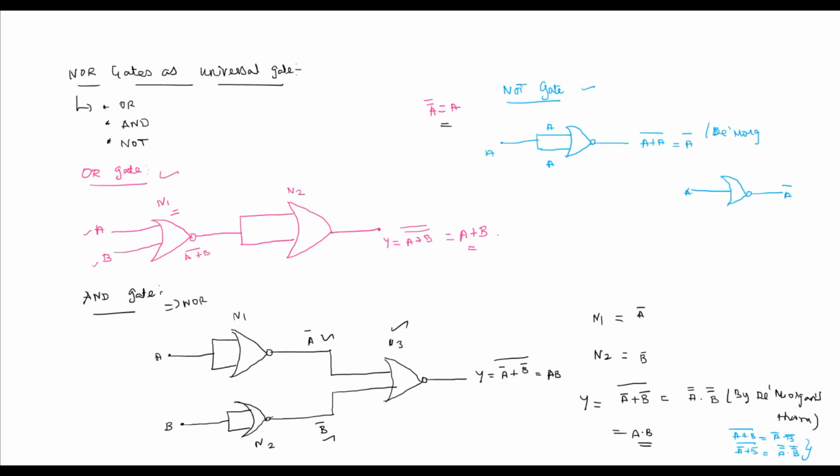theorem, we have to write A bar. So here only a single input is used. We apply the 2 inputs connected together, then finally we get the output. Okay, so in this video we have discussed the NOR gate as a universal gate.